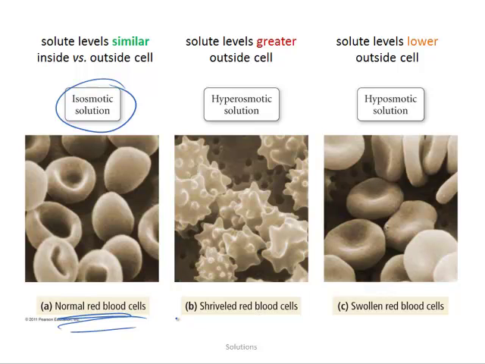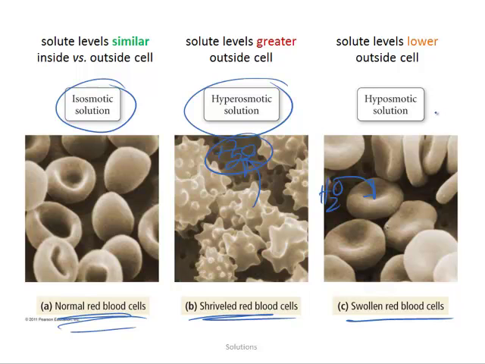Okay, if the solute levels are greater outside the cell, water is going to leave the cells to the extracellular solution to try to alleviate the concentration difference. So as water leaves the cell, it shrivels up the cells, and this is known as a hyperosmotic solution. Now the reverse: what if the solute levels are increased inside the cell? Of course, water is going to travel inside the cell to try to alleviate the concentration difference, and that swells the blood cells or any cells, and that's known as a hypoosmotic solution.